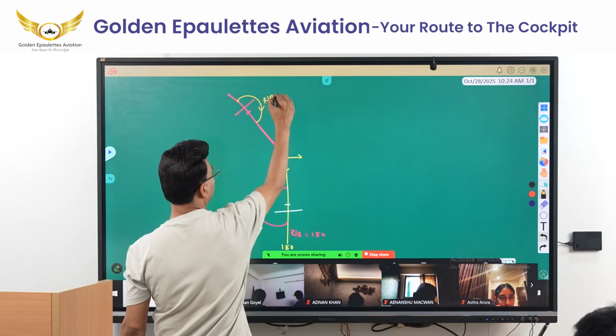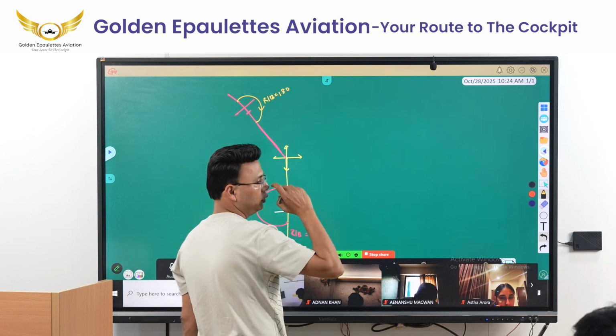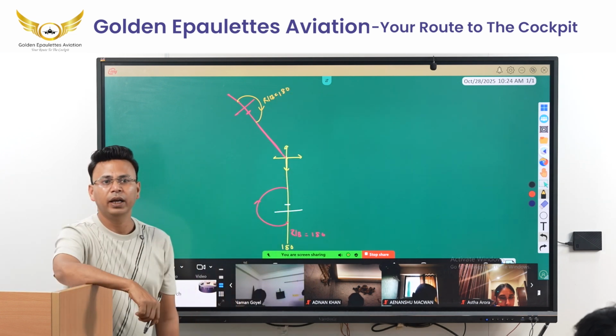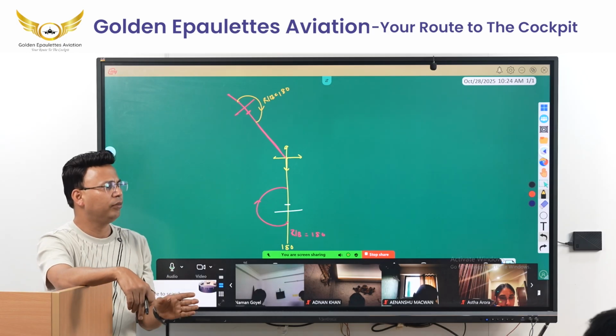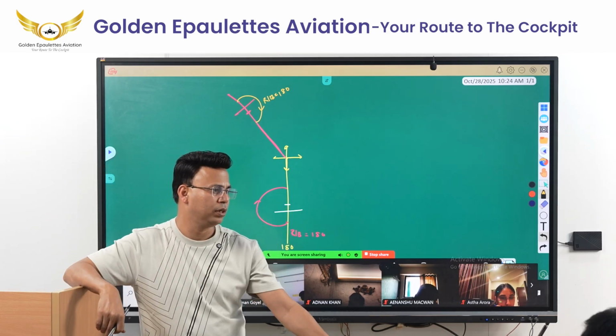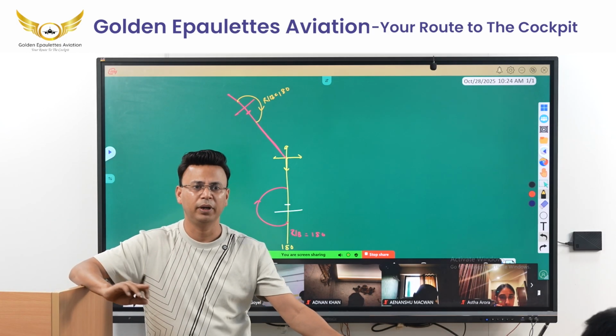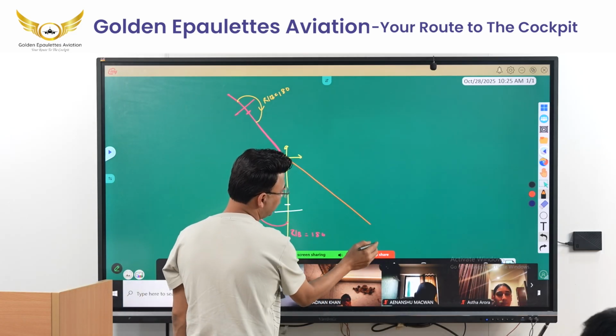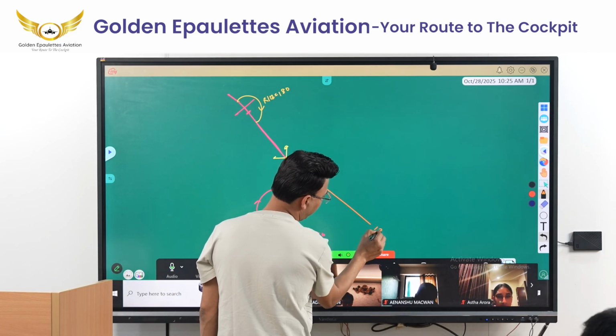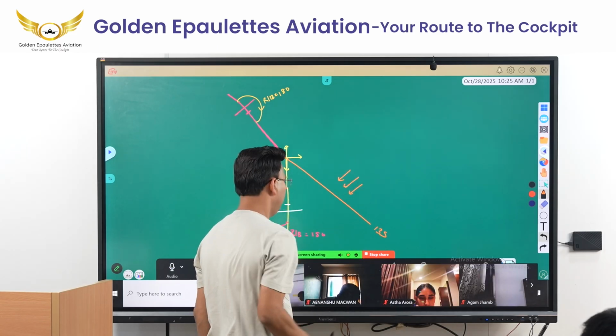Relative bearing is 180. What does that mean? Whenever you are going away from the station, wherever you are, if you are going directly away from the station, your relative bearing will always be 180. Now let's assume you're tracking out. You want to track out on a track of 135 and you get wind from your left.